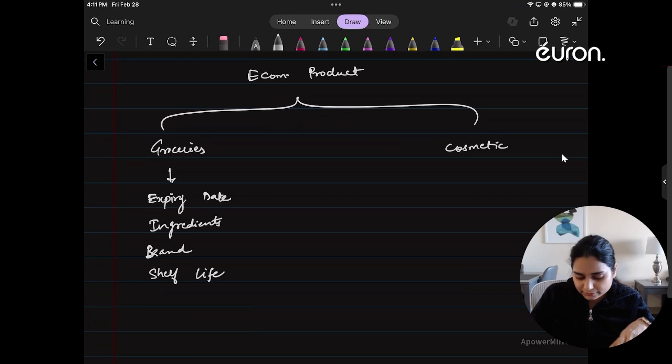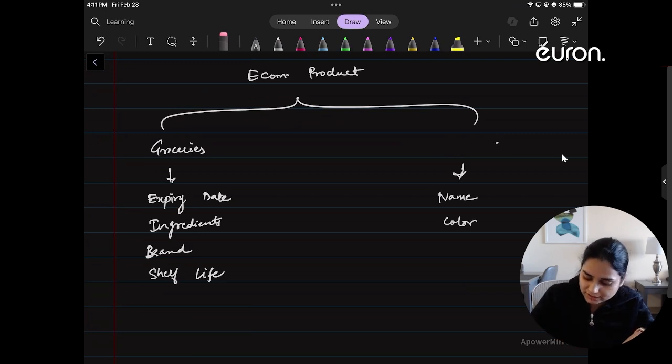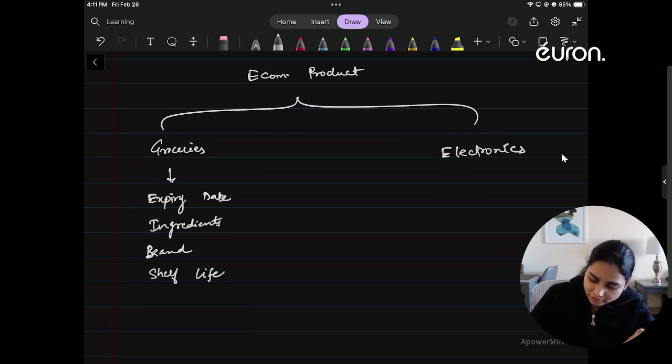But if you talk about cosmetics, the attributes are going to be different. Let us say here we have attributes like name and color. Or, if you just want to change it entirely, let us say we are talking about electronics. For electronics, we are going to have something like warranty, model number, voltage supply, and compatible types.